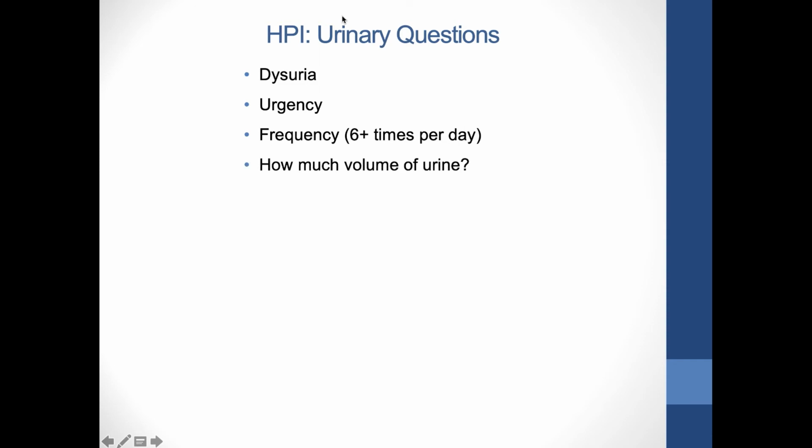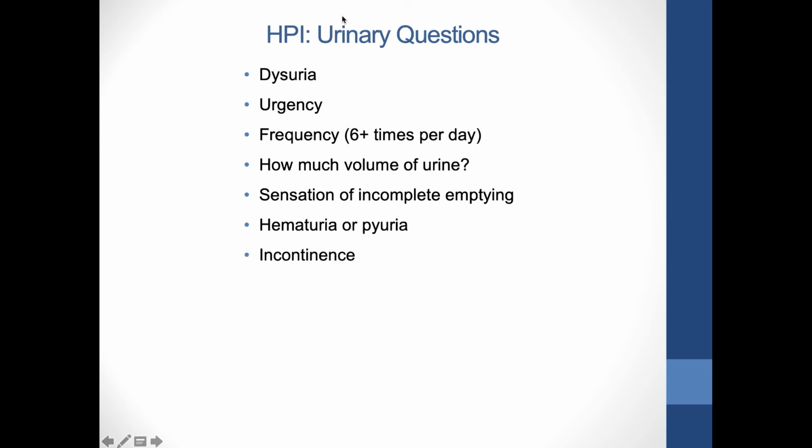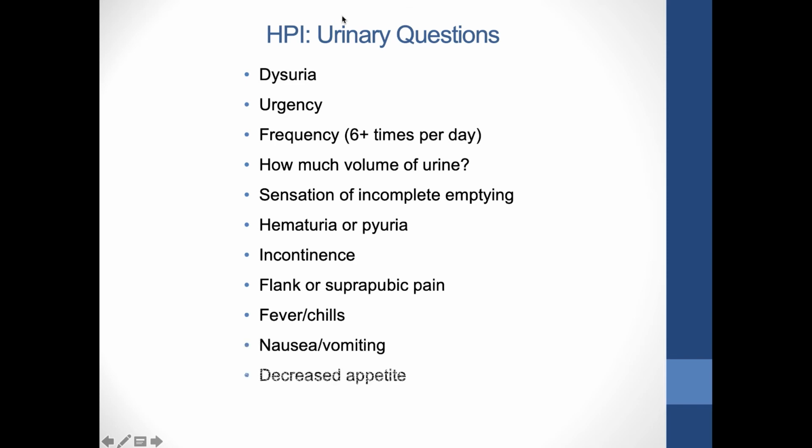Addressing the urinary questions, we're going to ask them if they have any pain with urination, any urgency, how frequent they pee, how much volume of urine comes out when they do. The sensation of incomplete emptying might be occurring. If they have any hematuria or pyuria, that's blood or pus in the urine. Any issues with incontinence. If they have flank or suprapubic pain, if they have any fevers or chills, any nausea or vomiting. And then a decrease in appetite can also indicate that there's a possible problem or infection going on.